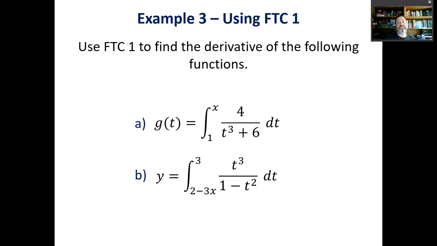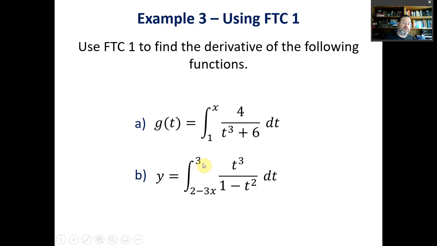Actually, let me go back and look at part B. Let's make sure we understand what this is saying. So here we have y equals the integral from 2 minus 3x to 3 of t cubed over 1 minus t squared dt. Keep in mind, these don't have to be t's, these can be any letter. So the first thing you want to notice is that we don't have an x here. You need to get a single variable in the top somehow.